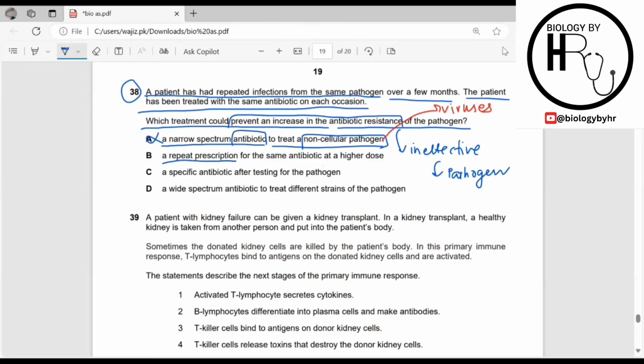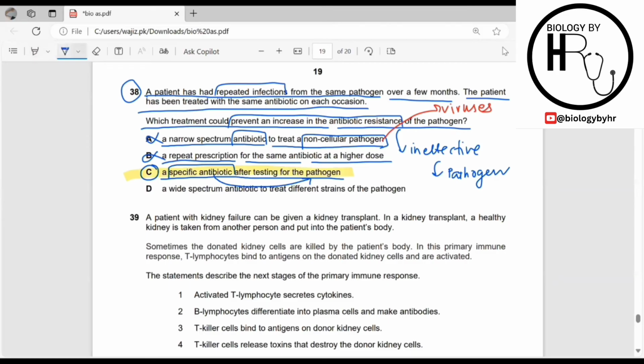A repeated prescription for the same antibiotic at a higher dose. We know that if we are repeating the same antibiotic for the same infection over and over again, it will increase the chances for the antibiotic resistance. So this is also not our correct option. A specific antibiotic after testing for the pathogen. Yes, if there is a specific antibiotic which is only affecting a particular pathogen which is causing the repeated infection, then we know that this will decrease the chances for the antibiotic resistance. So hence the answer over here is option C.